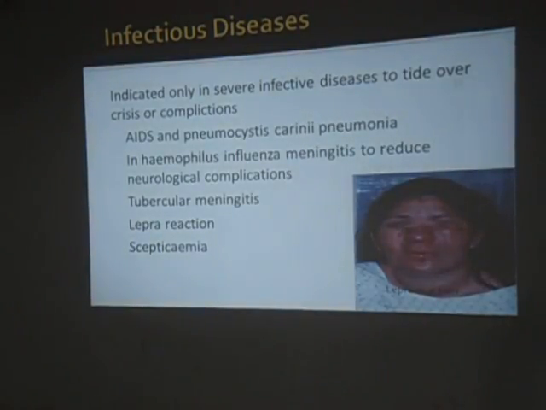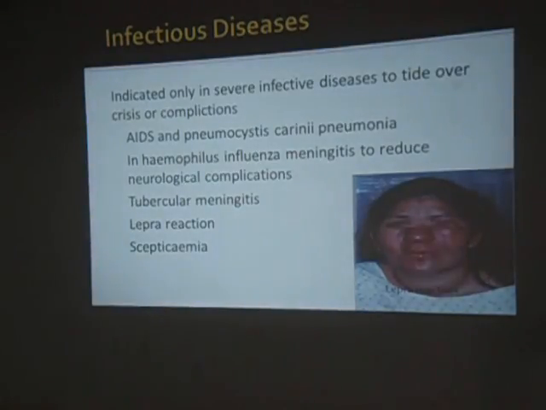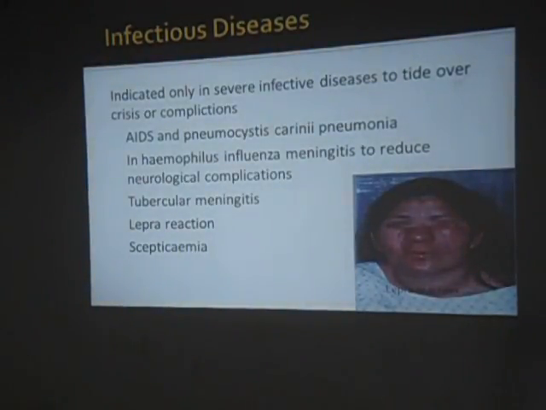In severe infectious diseases or reactions where we are worried, for example pleural effusion, where we are worried that the pleura may collapse, in such conditions we use this drug to prevent the immediate inflammatory response. It is indicated for severe infectious diseases to tide over the crisis and to avoid complications. Pneumocystis pneumonia, HIV infections, meningitis, lepra reaction, and septicemia.